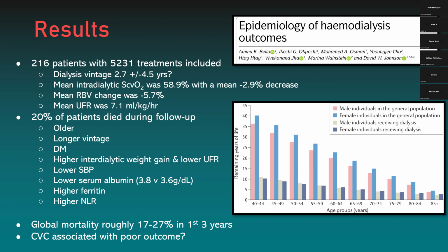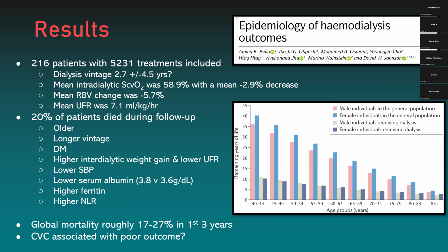Some factors that influenced mortality and were statistically significant: certainly age, the longer they were being dialyzed, if they were diabetic, if they developed more fluid overload and it was not possible to pull off that fluid during treatments, lower blood pressures, lower serum albumin, higher ferritin, and a higher neutrophil to lymphocyte ratio.